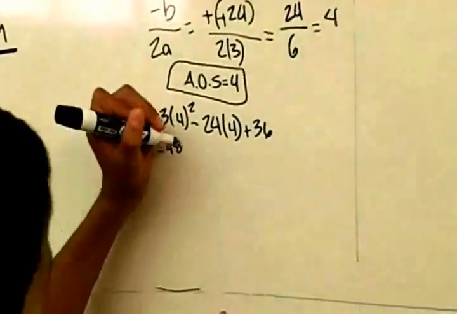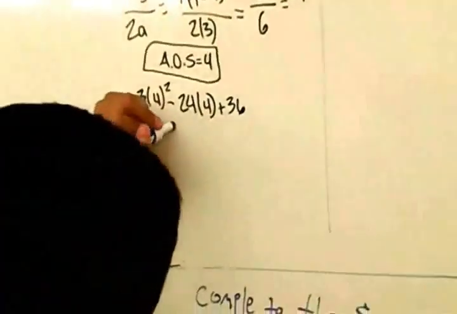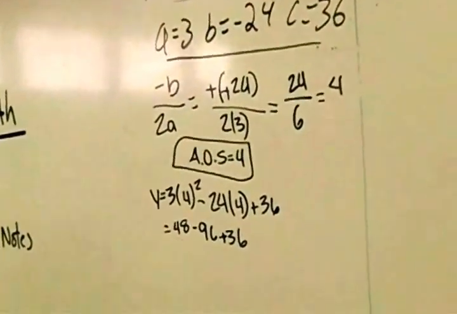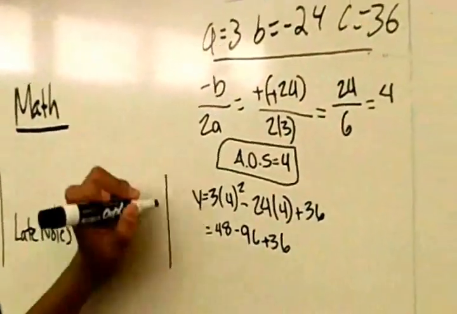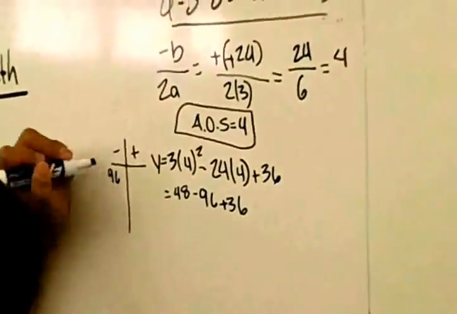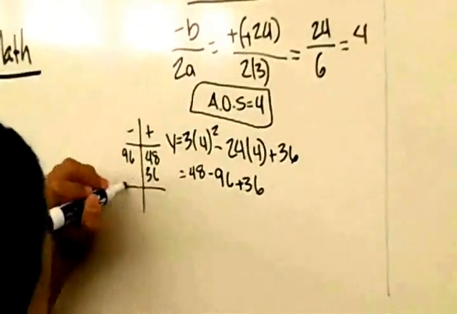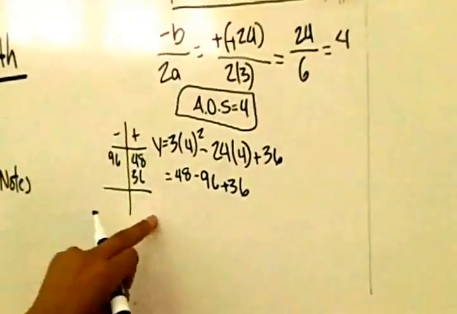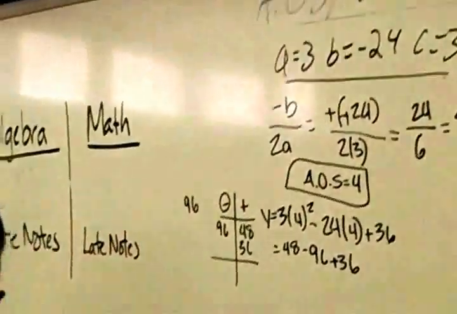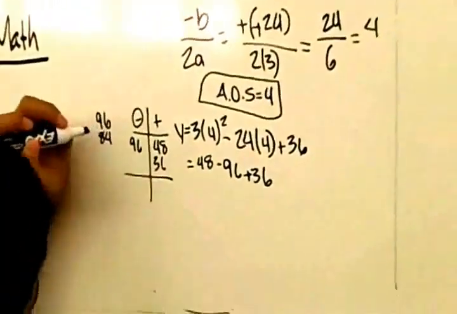So yeah, 4 squared is 16. 16 times 3 is 48. And then minus 24 times 4 is 96. So negative 96 plus 36. So now what we have is 48 minus 96 plus 36. And then we got to use the T-chart. So negative 96 goes into the negative column. Positive 48 goes into the positive. Positive 36 goes into the positive. So negative wins because it's 96 minus 84, which gives you 12.